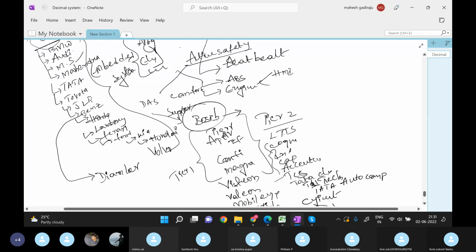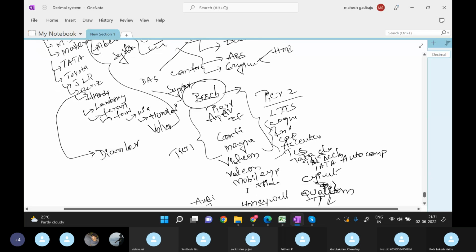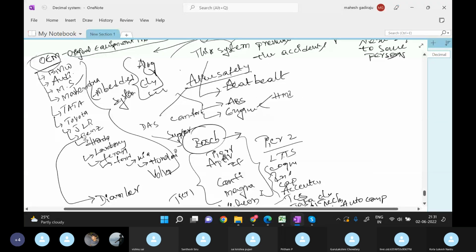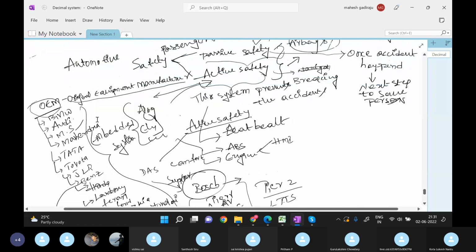Bosch is kind of doing ECU manufacturing itself. Bosch, Aptiv, ZF, Conti, Magna, Visteon, Valeo, Mobileye, Nvidia, Honeywell, all these guys will be providing single products to the OEMs. So BMW will be getting the engine from Bosch. BMW will get the gateway from Bosch. BMW can get the ADAS from Bosch. BMW can get some steering related parts from ZF. BMW can get some braking related parts from Conti. They will collect all this, combine it into one vehicle, and release that vehicle. That's what the OEM will be doing.